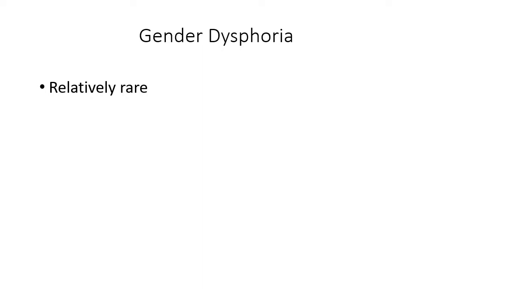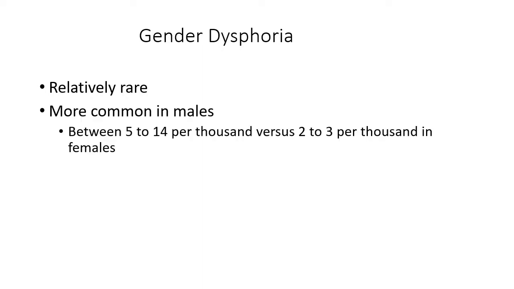As far as statistics we have, it's relatively rare. The numbers are actually higher than this now because it's becoming more accepted. But before it was accepted, these are the amount that displayed these characteristics. So between 5 to 14 per thousand males, and between 2 to 3 per thousand females. Again, the numbers are becoming higher now because it's more accepted, so people who have felt this all along are becoming more open about it.